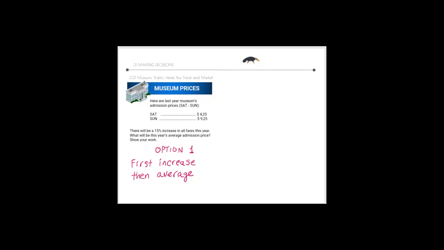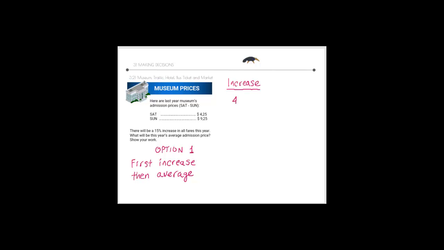It actually turns out that if you first do the average and then the increase, the problem is a little faster and you have exactly the same answer. So both ways will be valid. So how do we do the first increase? Well, you could take a calculator if you want, or you could use mental math for calculating a 15% increase. So I'm just going to put here the results.